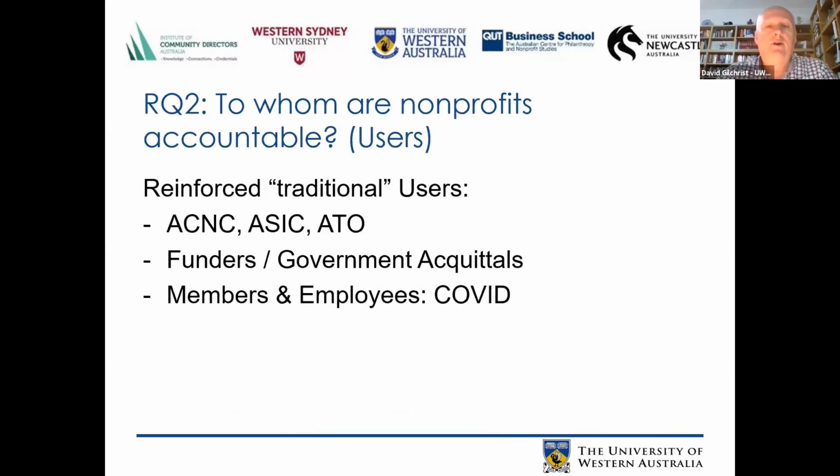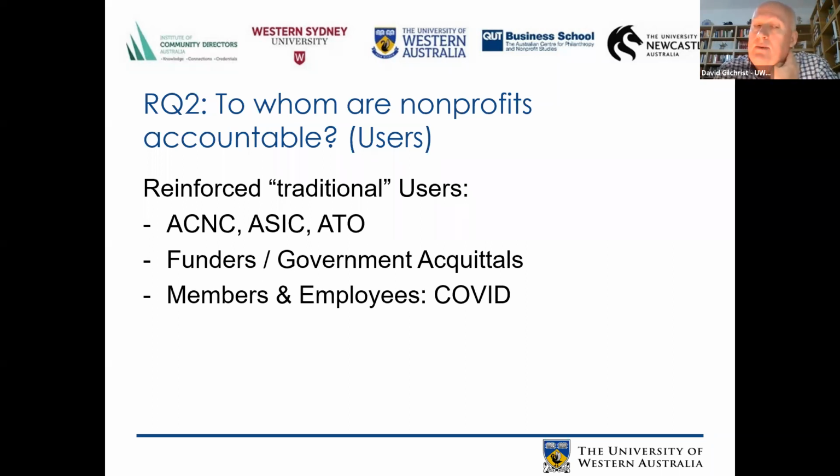RQ2 then, to whom are non-profits accountable? Well, this issue of users is a very big issue in not-for-profit organisations. In commerce, it's fairly obvious who the users are, particularly starting with shareholders of listed organisations and unlisted organisations. In the context of not-for-profits and charities in this country, often those organisations don't even have members, so the boards of directors are actually accountable to themselves in a sense, which of course is a great weakness in terms of being accountable as a corporate organisation.